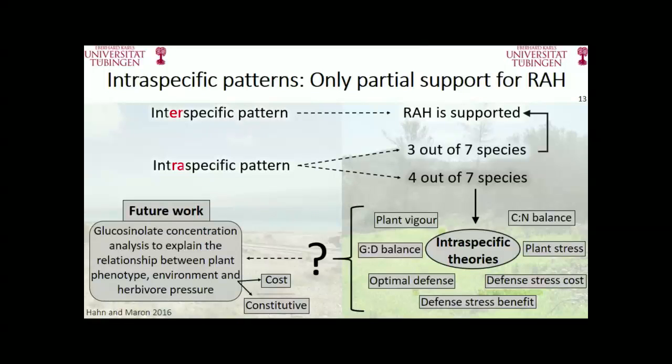However, it's impossible for me to do so at the moment because I don't have the concentrations of the glucosinolate. And this is the next stage of my PhD, to be able to take these concentrations to fully explain the relationship between plant phenotype, that's the leaf damage, the environment, the change in rainfall, and the herbivore pressure, the enemy presence. And I'll do this in a cost experiment looking at constitutive glucosinolates.